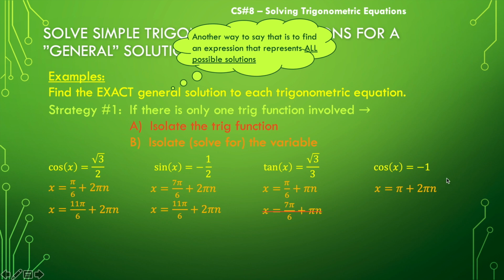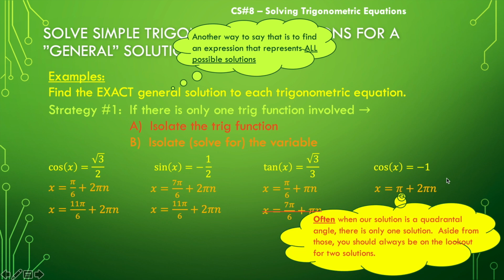So why is that? Well, often when we are dealing with quadrantal angles, there is only one solution. Aside from those, you should always be looking for two solutions. When you've got a quadrantal angle as the solution, you may have either one solution or two solutions. Otherwise, you're probably going to have two.